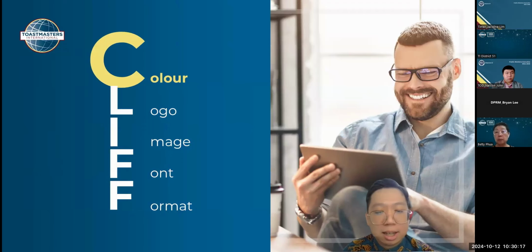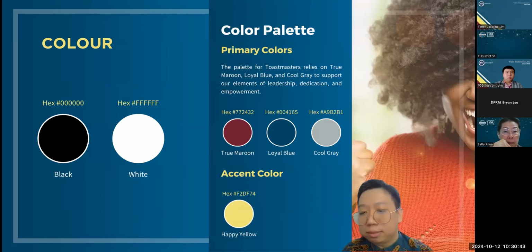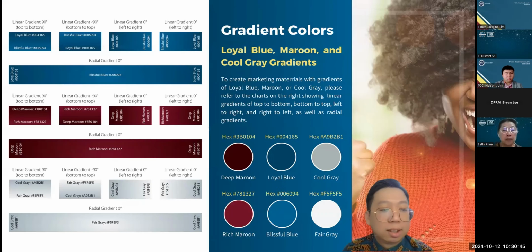Starting with colors, what was added last year is black and white. And the primary colors for Toastmasters are True Maroon, Royal Blue, and Cool Gray. And the colors are used to create the impressions of leadership, dedication, and empowerment. And happy yellow is used as an accent color. Not only that, but you also get to use gradients to complement your designs.